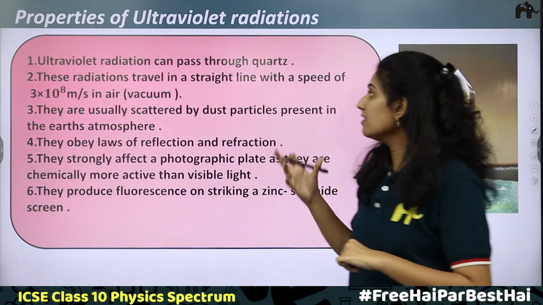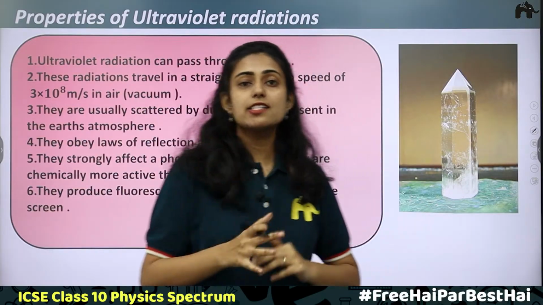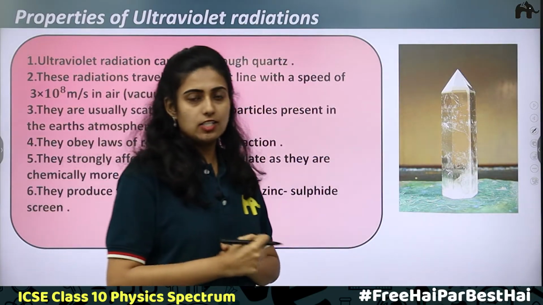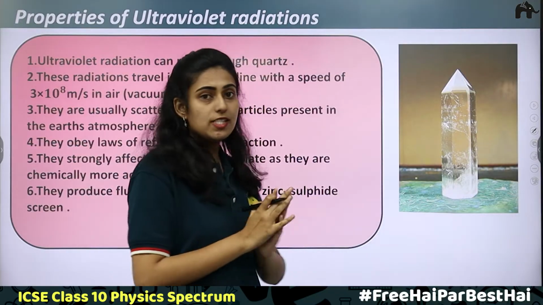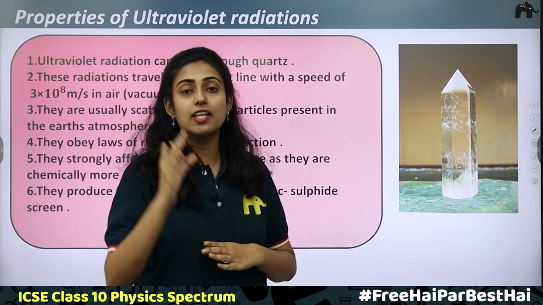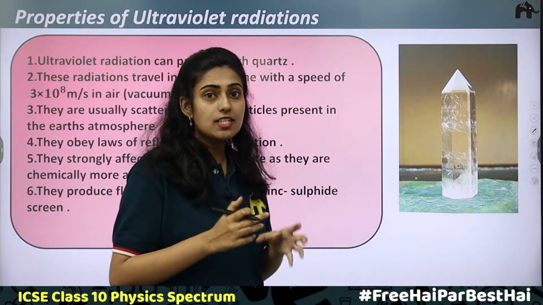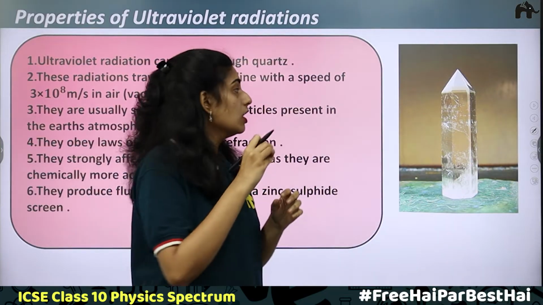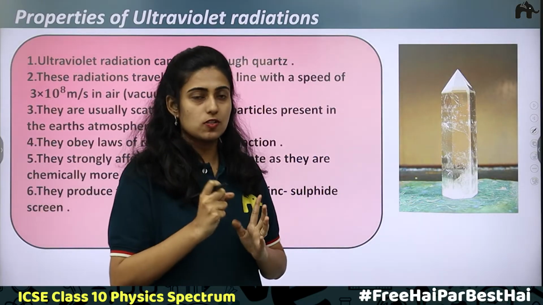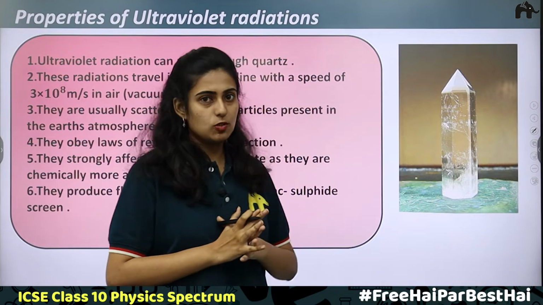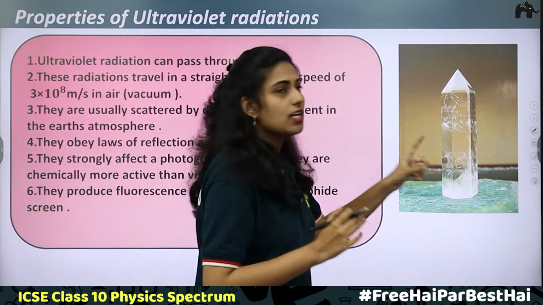First one, ultraviolet radiation can pass through quartz. When you take glass, glass absorbs these ultraviolet radiations. We know that when you take a glass prism, the white light splits into the 7 different colors. We are getting only the visible thing. The ultraviolet radiations present in the white light will pass through the quartz prism, but if you are using a glass prism, it will be absorbed. This is how a quartz prism looks. So to get the ultraviolet spectrum, you can use a quartz prism.